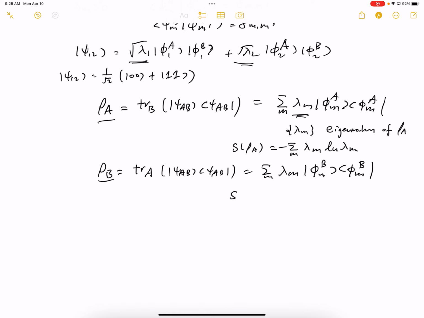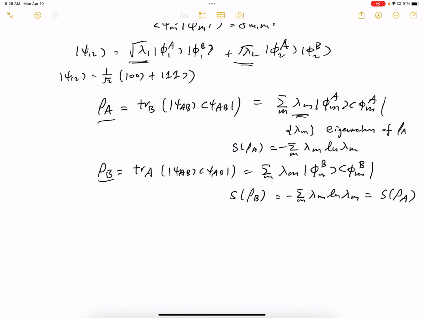And this is exactly the reason why the entropy of rho B is also equal to the sum over M, lambda M, negative log of lambda M. So it's actually equal to the entropy of rho A. The reason is that the eigenvalue spectra for rho A and rho B are exactly the same. The dimension could be different. What is happening is there are going to be more zeros. If, for example, rho B has a higher dimension than rho A, then they have the same non-zero part of the eigenvalue spectrum, and the rest of them are just going to be zero.